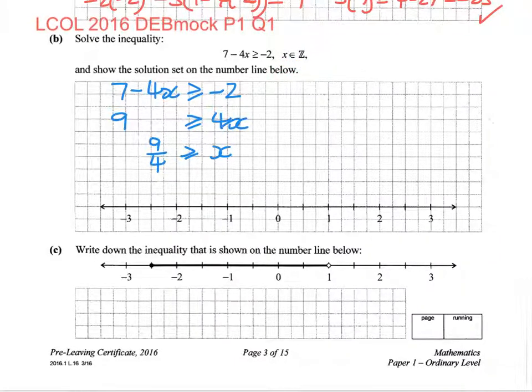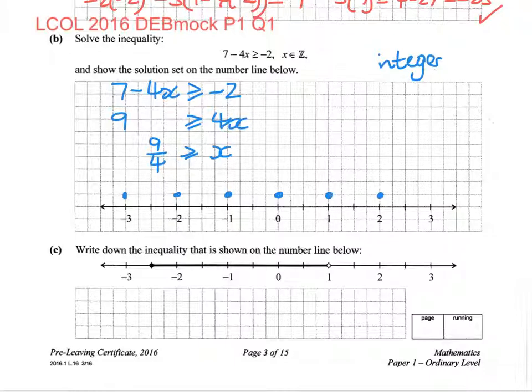X is an integer, so an integer is any positive or negative whole number. So in this case, all the values that are less than 2 1/4 are 2, 1, 0, and so on. It includes the negatives as well. And it does indeed continue on below -3, but we're not going to go any further than that. It would be -4, -5, and so on and so on.